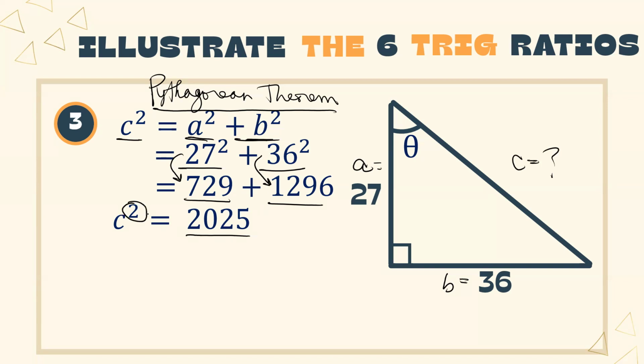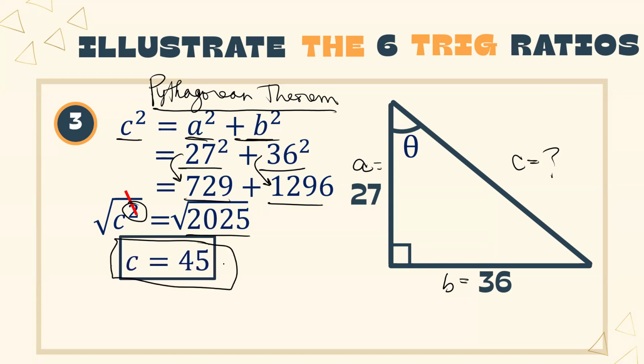Then because this is squared, we'll get the square root of both sides. Then, getting the square root, we now have c equals 45. Okay, so our c, our hypotenuse, is 45. Now that we know the length of the hypotenuse, we can now determine the values of the 6 trigonometric functions or ratios of this particular triangle.